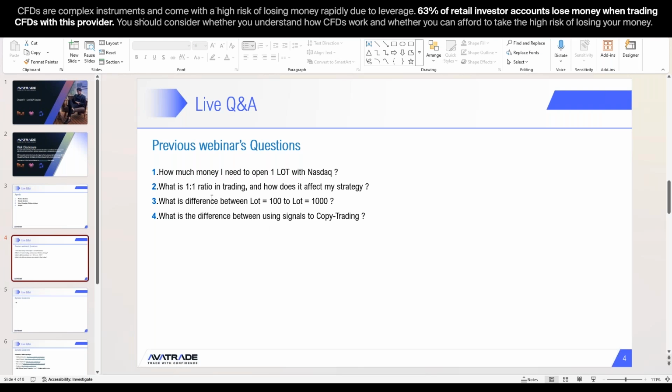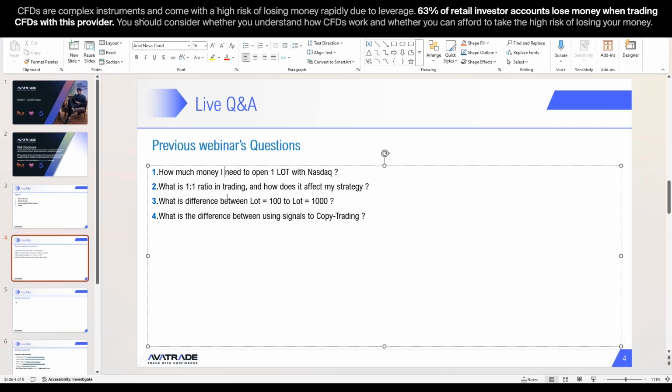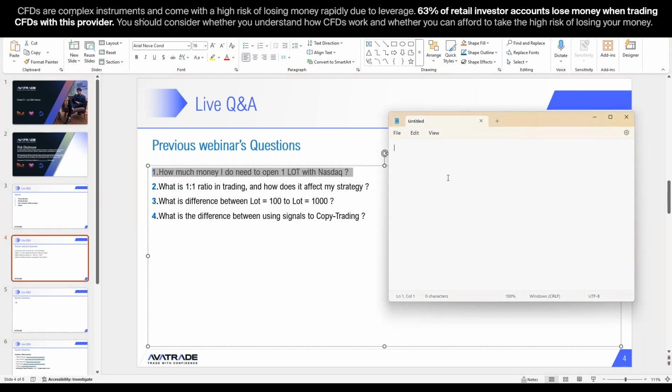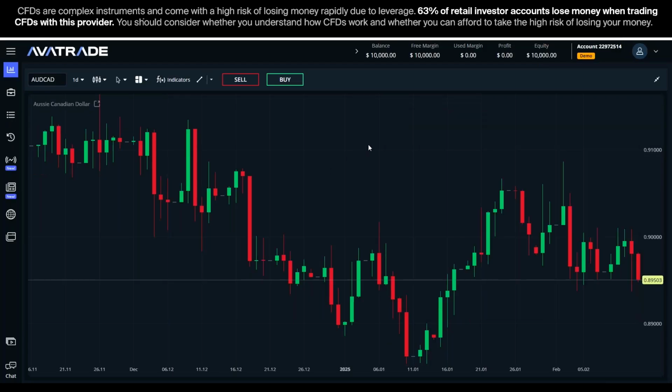Okay, let's read the first question. How much money do I need to open one lot with NASDAQ? Okay, let's take the question, paste it down here, and go to the chart.